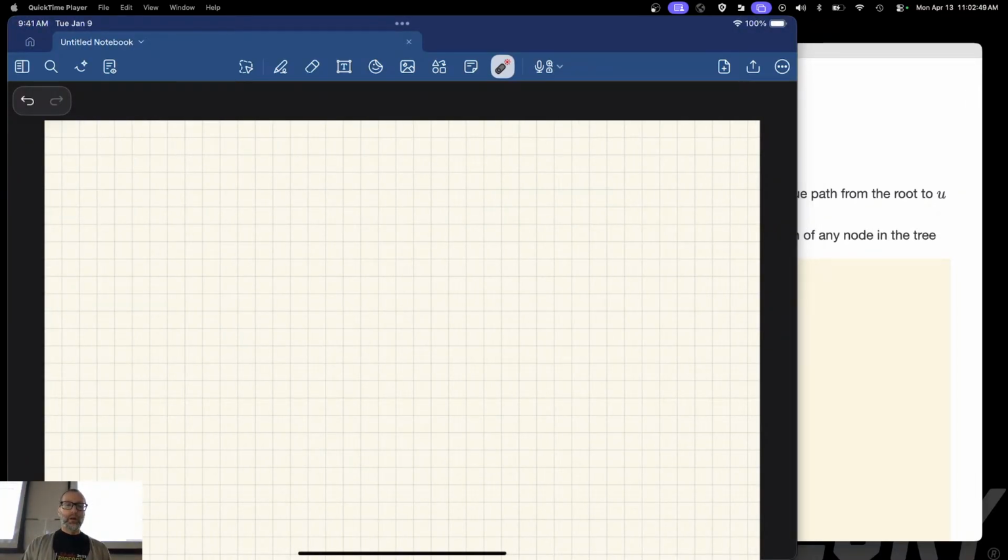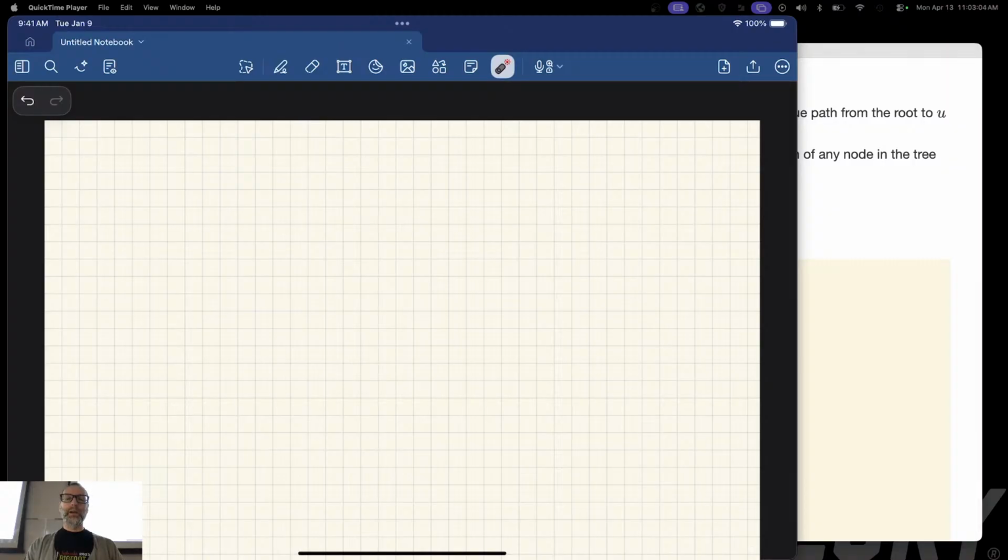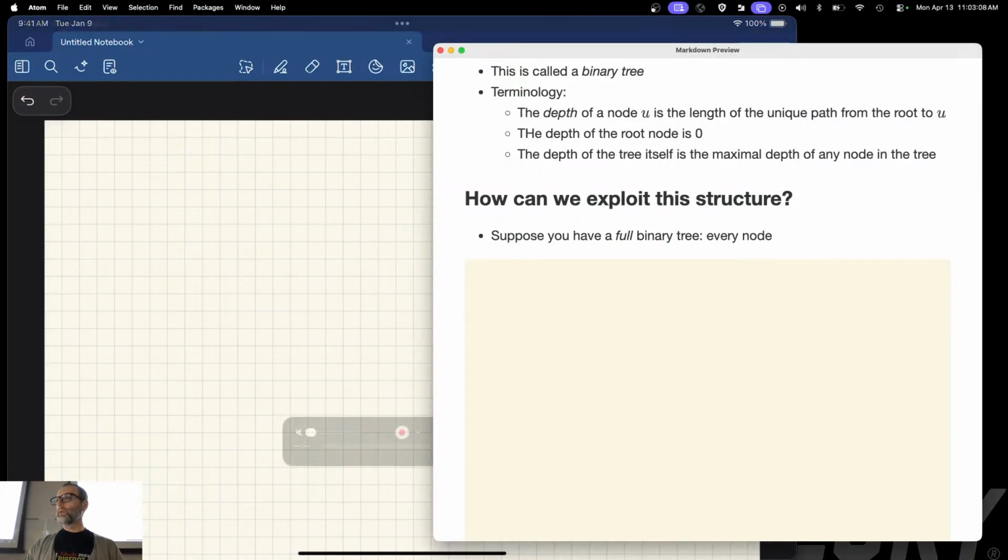Okay? All right, so with the remaining time today, let's do some math. How can we exploit this structure? Okay? Suppose you have a full binary tree, right? That is every node, let's go back over to our notes, right? Suppose you have every node is present. In other words, you have every child, every node has both a left and a right child up to a depth of D, right?